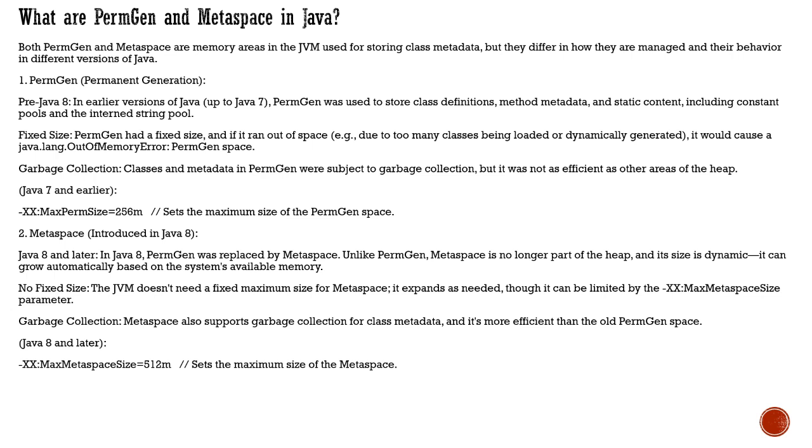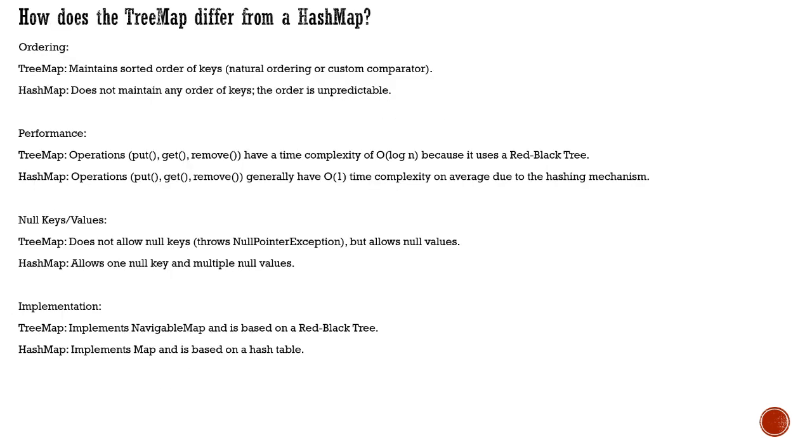So it is quite dynamic. It can grow automatically based on the available memory, right? Now, earlier there used to be a fixed memory space, but now it can expand, and it can also be limited using the MaxMetaspaceSize parameter. Now, it also supports garbage collection for class metadata, and it is quite more efficient as compared to the old permanent generation space, right? So that's how it's quite different after Java 8 and how it handles memory management.